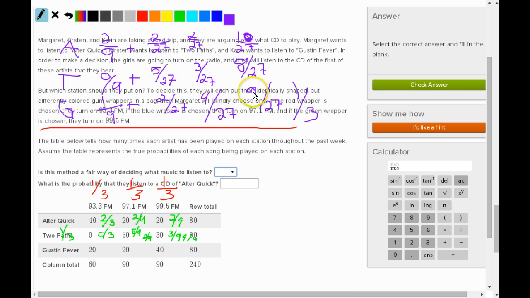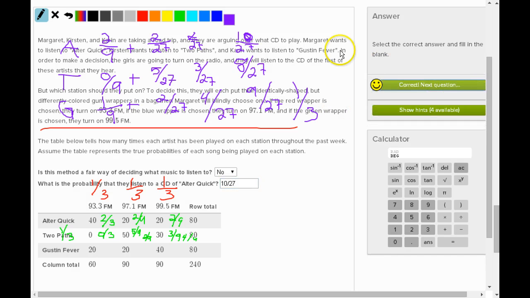So this one is slightly better chance the Alter Quick, slightly lesser chance the Two Paths. So here we go. Is this method a fair way of deciding? No. What is the probability they listen to a CD of Alter Quick? 10/27. That's how that's done. Okay? Go ahead and get this exercise done.